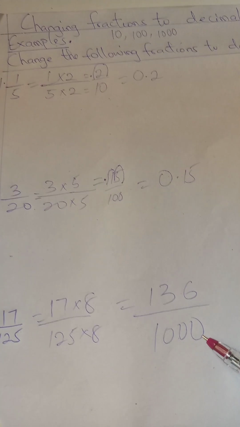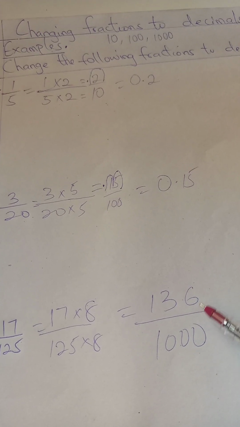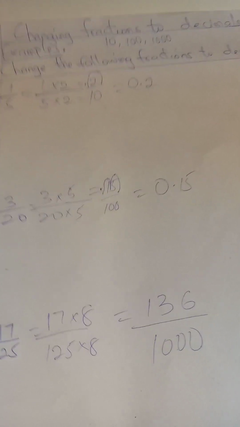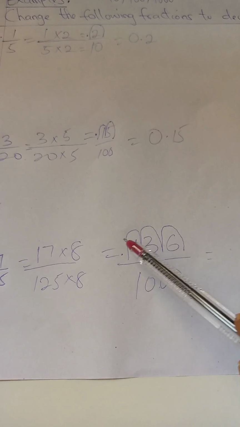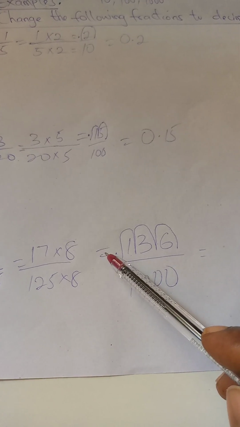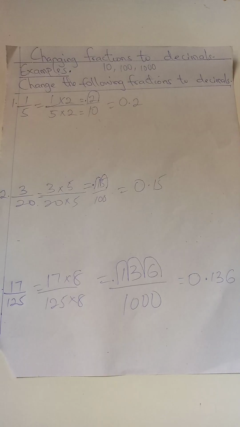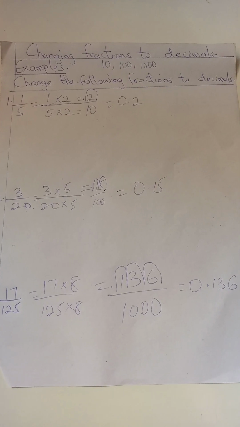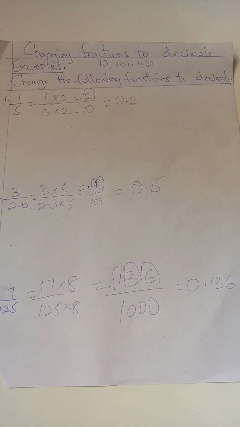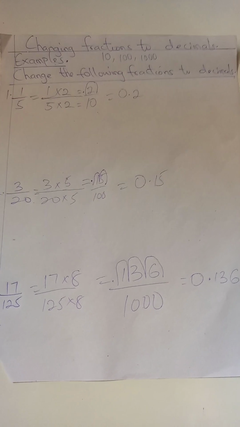Looking at this, 1000 has 3 zeros. I'll count the numerator from the back 3 times. After counting it 3 times, there is no number left, so that's why I put my point here. So my answer will now be 0.136.